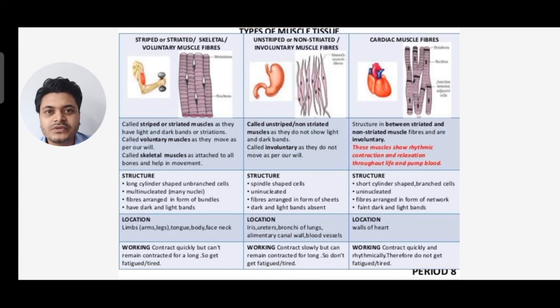Now let's see about their functions. The striated muscles or skeletal muscles contract quickly but can't remain contracted for long, so they get fatigued or tired. And non-striated muscles contract slowly but can remain contracted for long, so they don't get fatigued. And cardiac muscle contracts quickly and rhythmically, therefore does not get fatigued or tired.